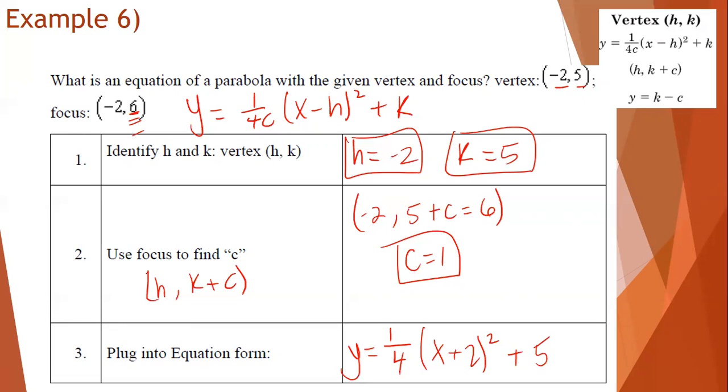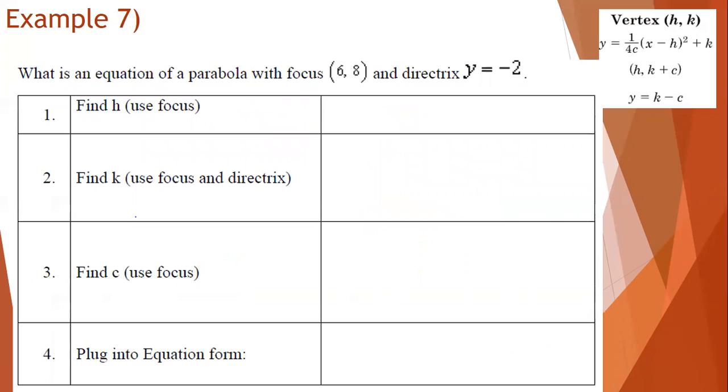All right, example 7 is the hardest that it will get, at least I told you. All right. So it says, what is the equation of a parabola with a focus at 6, 8 and a directrix at y equals -2?